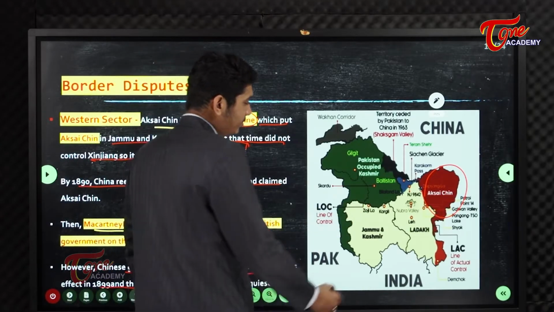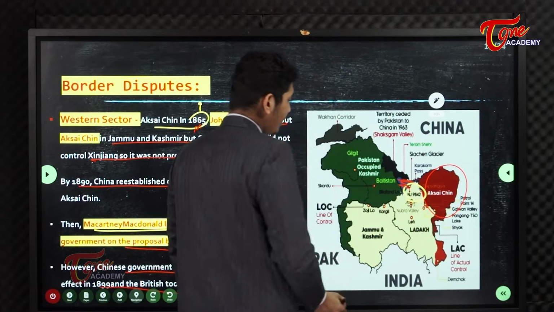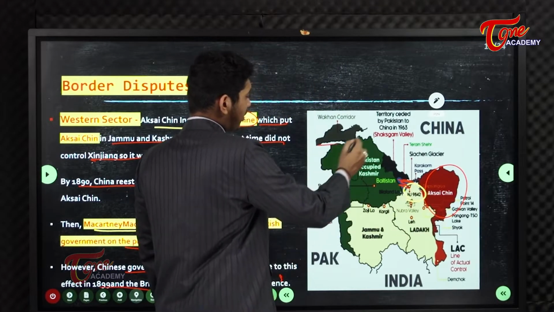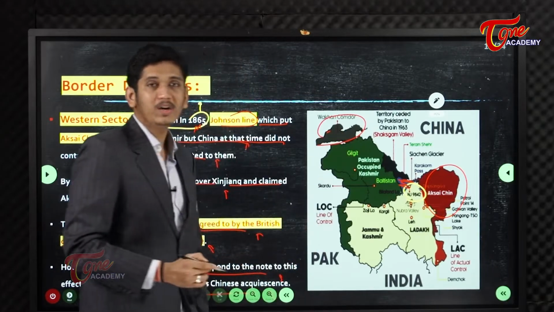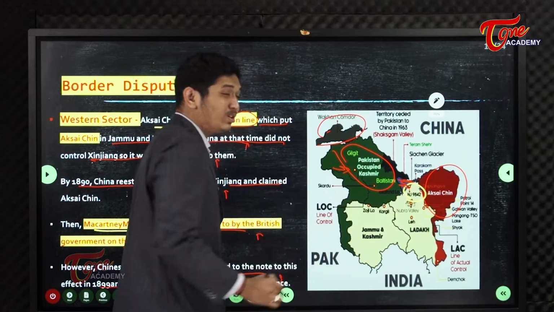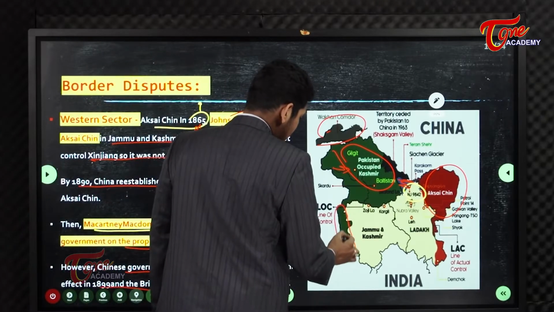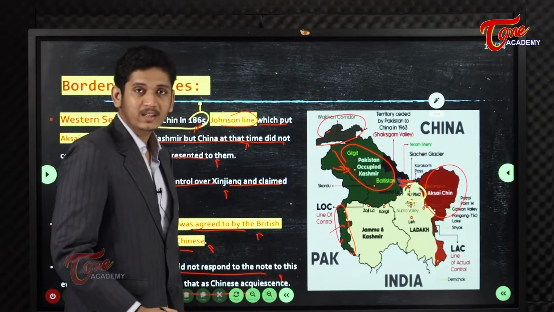Here we have NJ 9842, this is the Siachen Glacier region. This is the Wakhan corridor where we have a border with Afghanistan. This is the Gilgit-Baltistan region, which is also called Pakistan occupied Kashmir. Here you have the Azad Kashmir region. This is called Azad Kashmir.